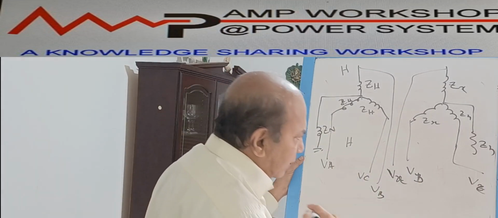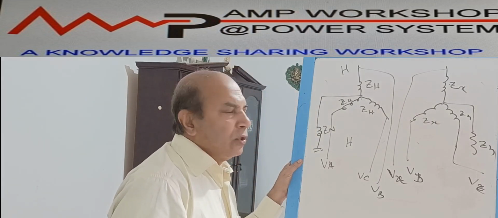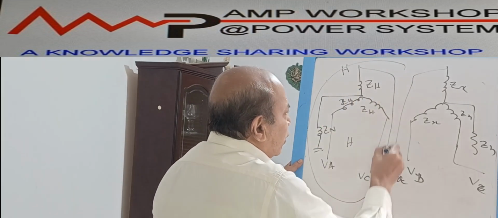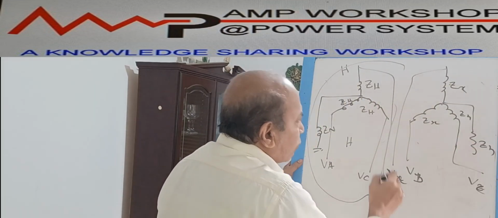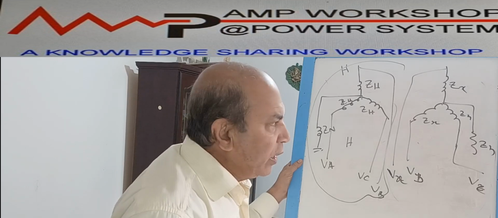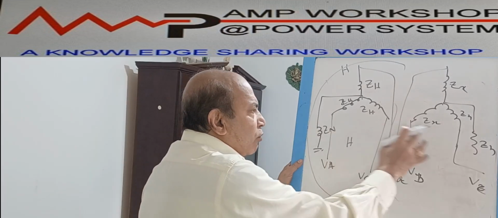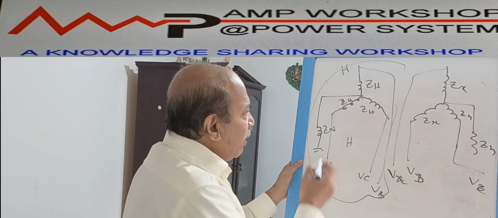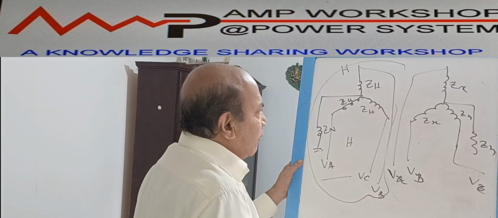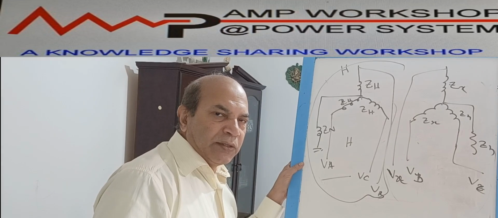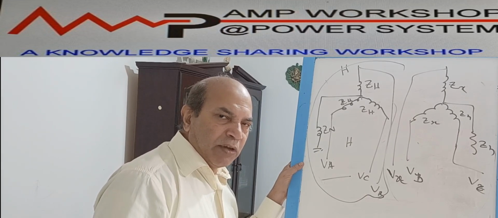That means the transformer can be looked at as two non-rotating equipments. This is one non-rotating equipment, and this is another. So the transformer is actually a combination of non-rotating equipments, and each one we can represent by its own network. For the HV side, it has a positive sequence impedance, zero sequence impedance, and negative sequence impedance. We have seen this already.